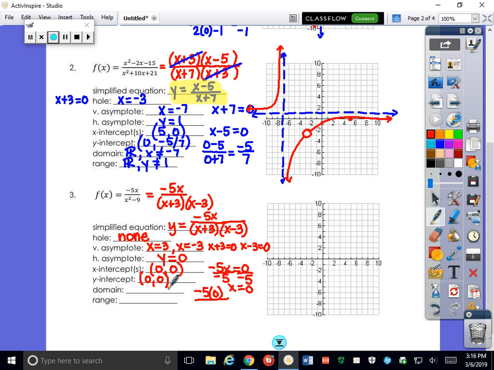Okay, so let's graph it and then we'll do our domain and range. We have a vertical asymptote at -3, and we have a vertical asymptote at +3. And then we have the horizontal one at 0.